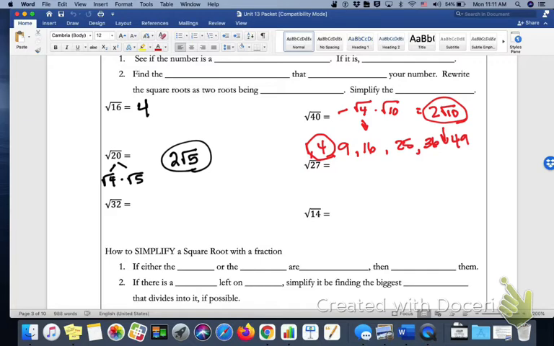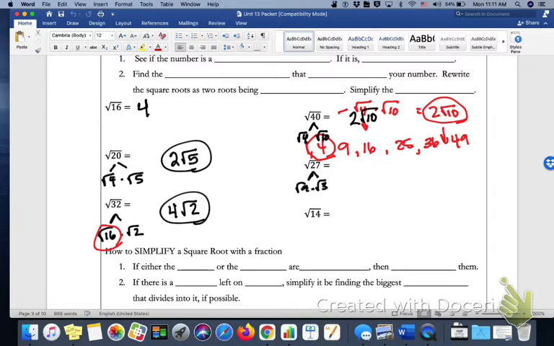32. Again, I'm looking on my list. It's going to fall between 25 and 36. So what numbers between 1 and 25 on the list will go into 32? And we were trying to pick the largest one, remember? So 16 times 2 is 32. So we can simplify the square root of 16 to be 4, giving 4 times the square root of 2. I've already done the square root of 40 there.